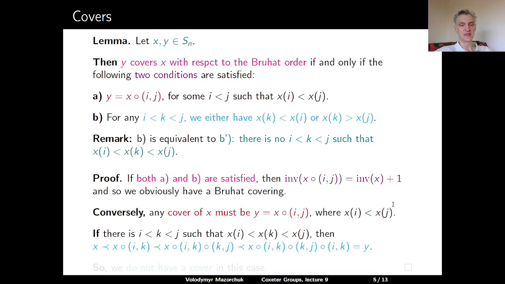Now, if there is a k between i and j such that x(i) is smaller than x(k) is smaller than x(j), then from the definitions we have that x is Bruhat smaller than x after (i, k). This in turn is Bruhat smaller than x after (i, k) after (k, j). And this in turn is Bruhat smaller than x after (i, k) after (k, j) after (i, k), which is equal to y. So we see that we do not have any cover in this case. And this proves our lemma.